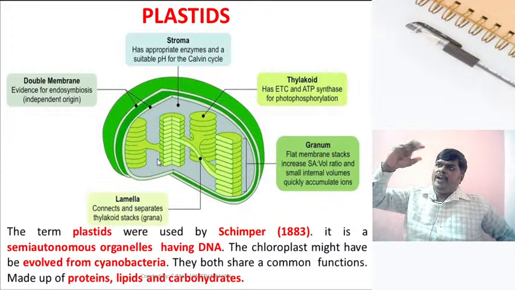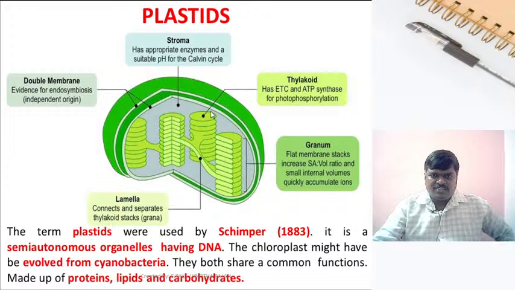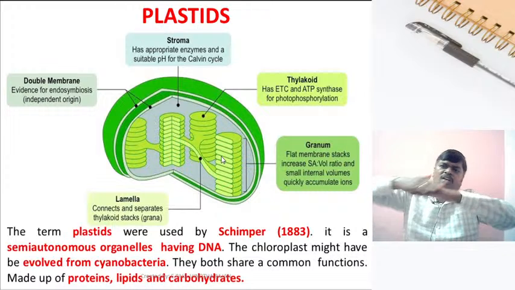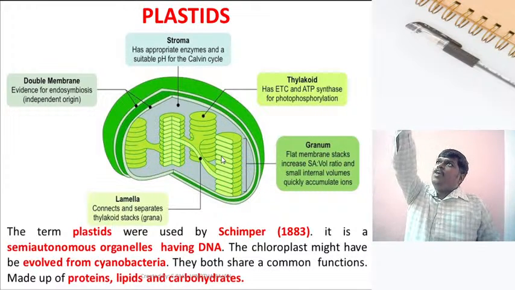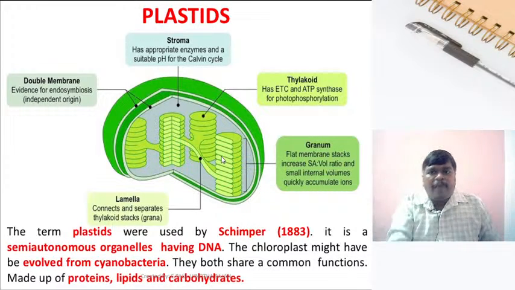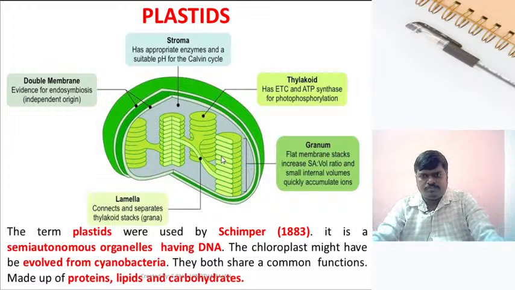And this thylakoid is a single structure. The single sac-like structure is called thylakoid, and many thylakoids are arranged one over the other. They form a pile of coins. That pile of coins is called grana.